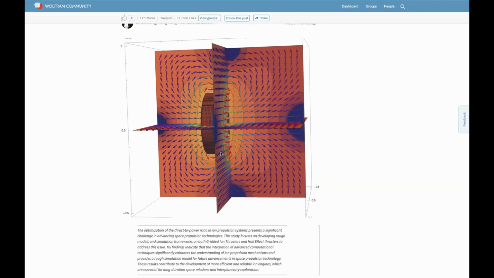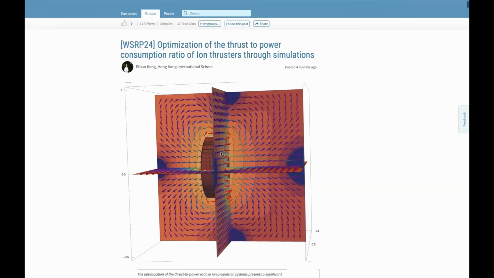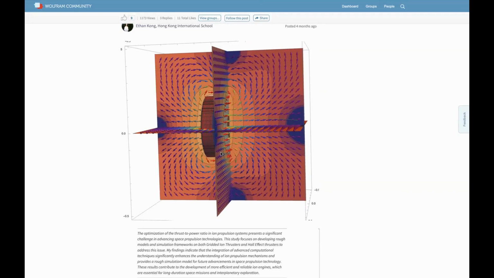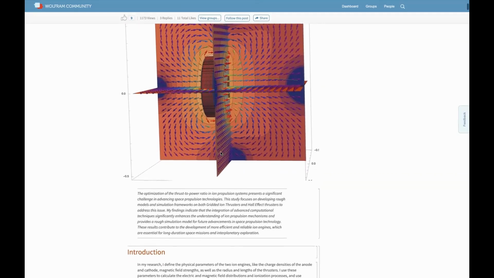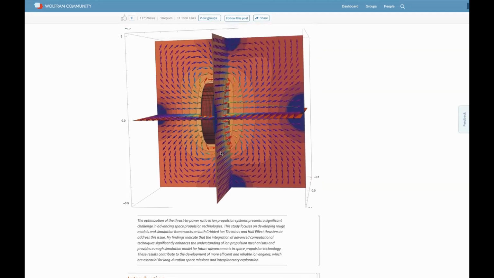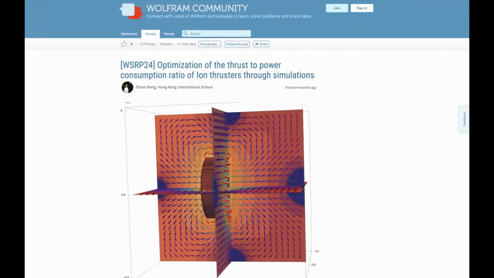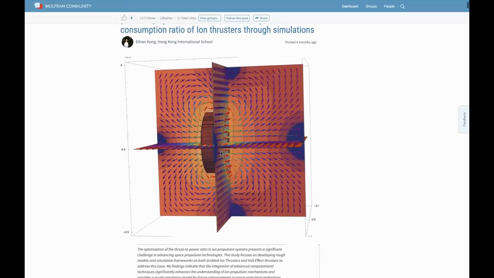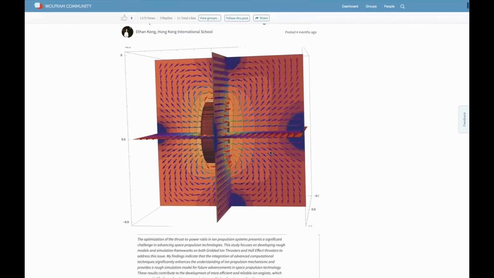But one problem with ion thrusters is that they use a lot of energy, a lot of electricity. So what I did was I tried to optimize for the highest amount of thrust with the lowest amount of power consumption by designing my own simulations in the Wolfram language and then running lots of simulations to find the lowest thrust to power consumption ratio in Hall effect thrusters and gridded ion thrusters. All right, well, that sounds super interesting.